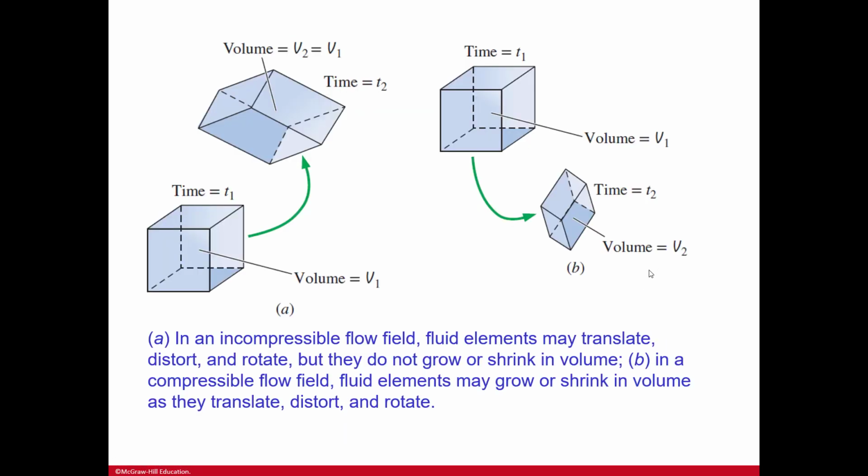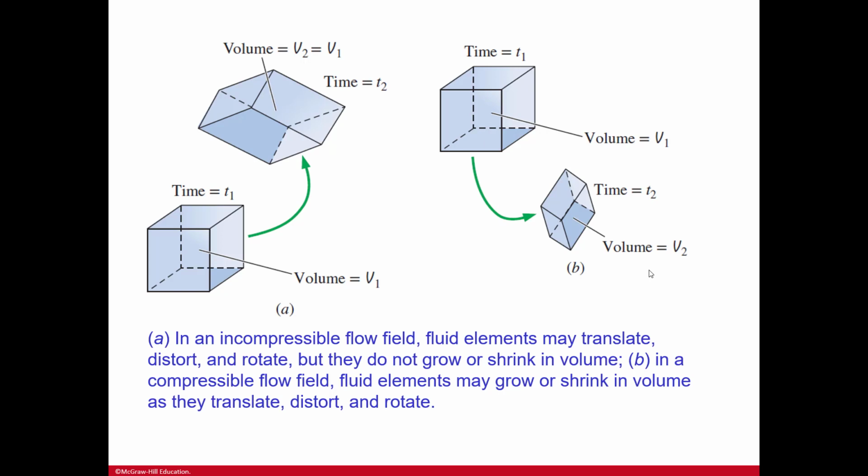So here is A. In an incompressible flow field, fluid elements may translate, distort, and rotate, but they do not grow or shrink in volume. And then in B, in a compressible flow field, fluid elements may grow or shrink in volume as they translate, distort, or rotate. And you can think of that because if you have an incompressible flow field, things are not going to get bigger or smaller because they're not going to compress. They're going to remain the same.